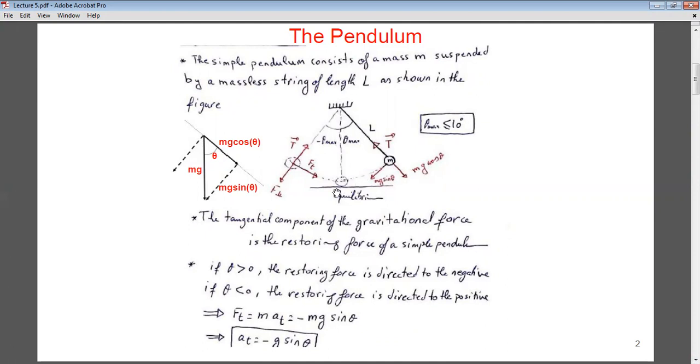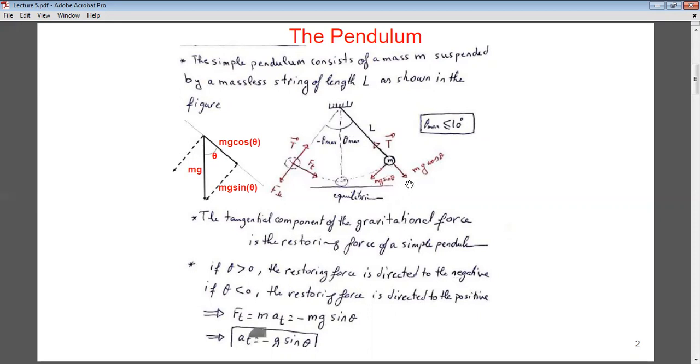So what we do is move this mass by an angle, for example theta maximum, and we allow it to swing. It will be swinging between minus theta maximum and plus theta maximum. In a minute, we will prove that the type of motion it undergoes is indeed simple harmonic motion. But before that, we will do some Newton's second law.